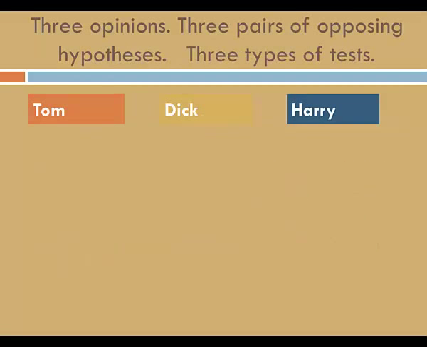So we have 3 different opinions, 3 pairs of opposing hypotheses, and we end up with 3 types of test. Tom's hypothesis is that the mean is less than 6. So we end up with these 2 opposing hypotheses. The alternative is Tom's hypothesis that the mean is less than 6. The null is the complement, that the mean is greater than or equal to 6.